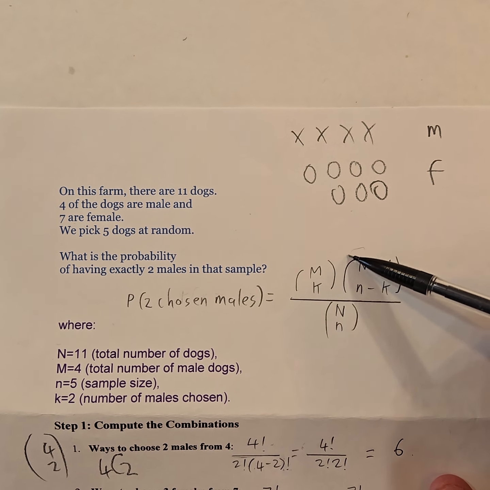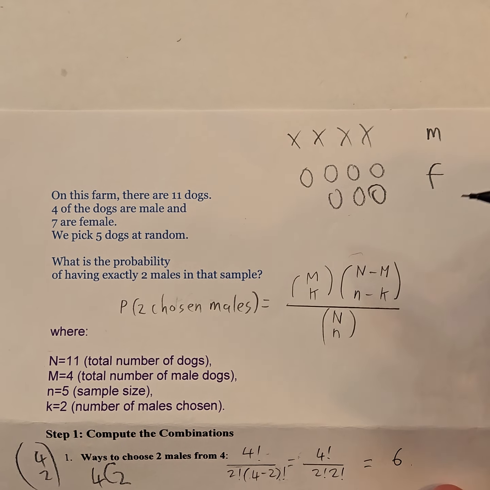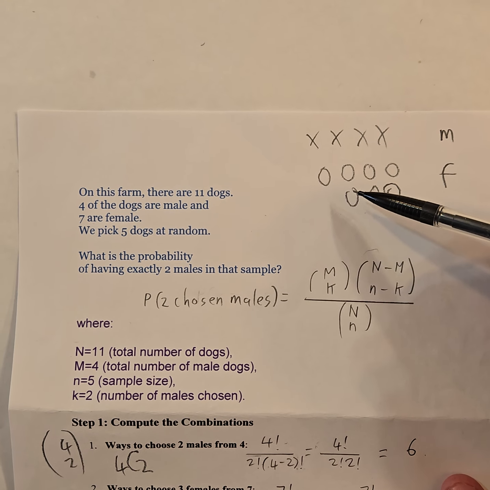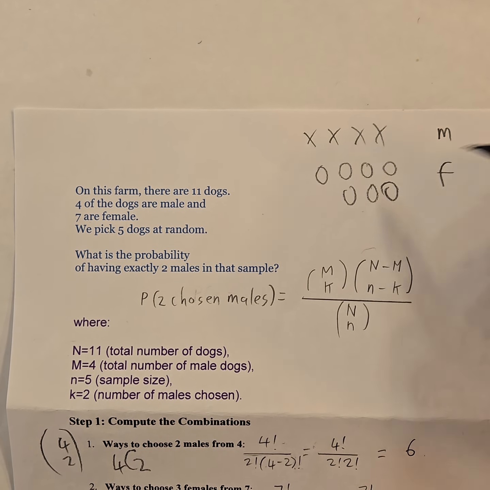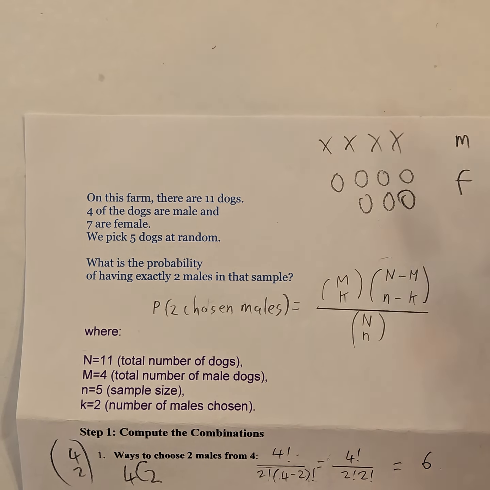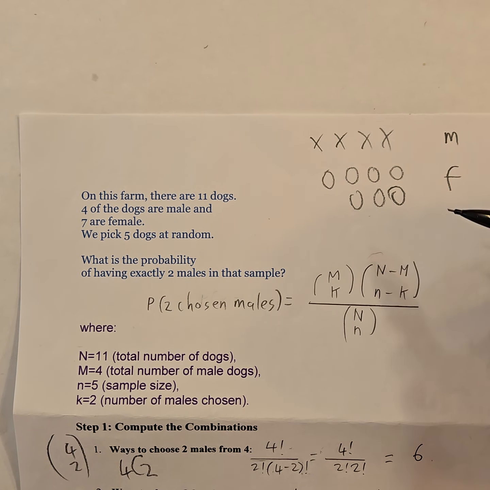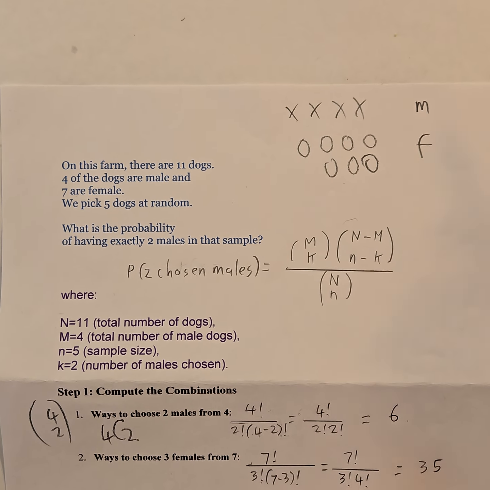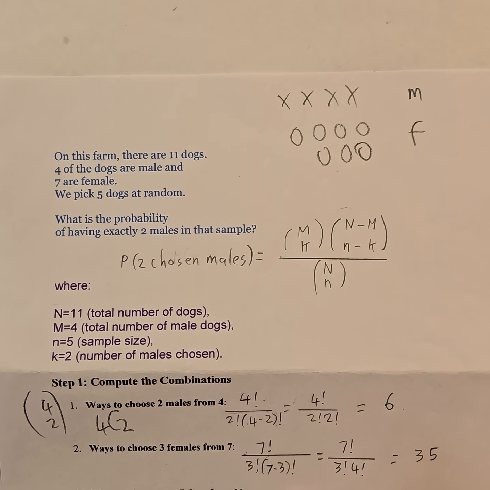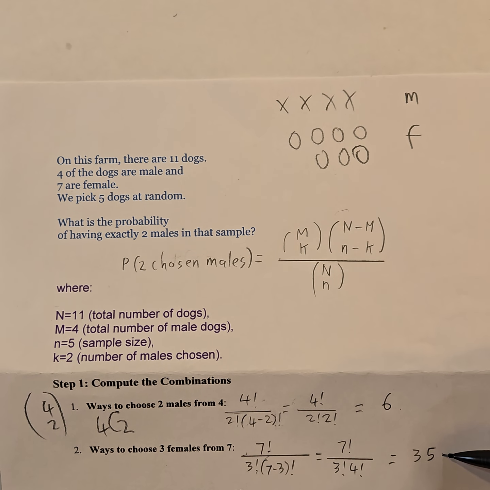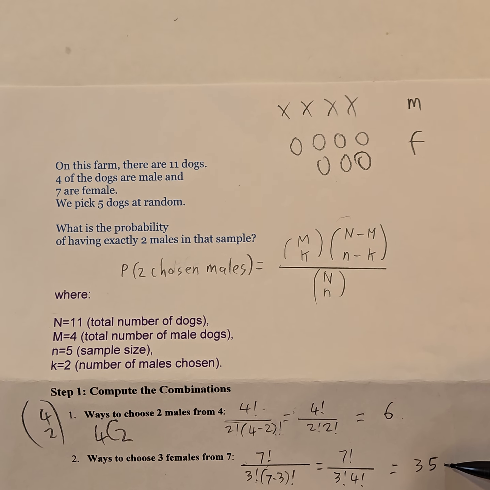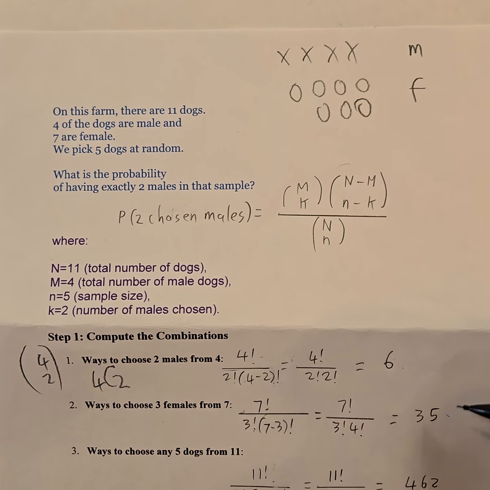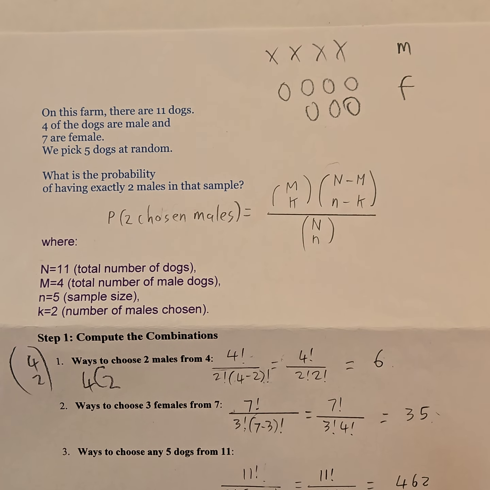Now, for those which are not part of the males, you see we're going to pick 5 dogs. If 2 of them are male, that means of the other 7, 3 of them are not going to be male, in this case female. That's 7 choose 3. That's 7 factorial over 3 factorial times (7 minus 3) factorial, which simplifies to 35. And that's why in that fraction, you see 6 times 35. There's 6 ways of choosing the 2 males and 35 ways for the other 3 females.